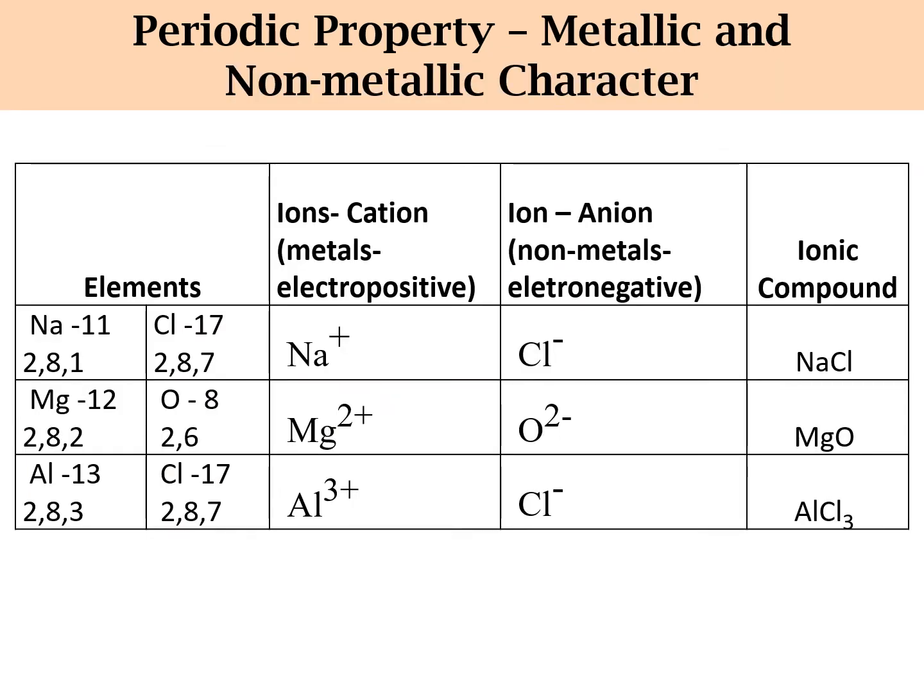Coming to the last property of metallic and non-metallic character. In this table we can see ionic compounds in the last column. Children, you have studied how ionic compounds are formed. To just recapitulate, ionic compounds are formed due to the combination of metals and non-metals. They can even be said to be formed by loss and gain of electrons.